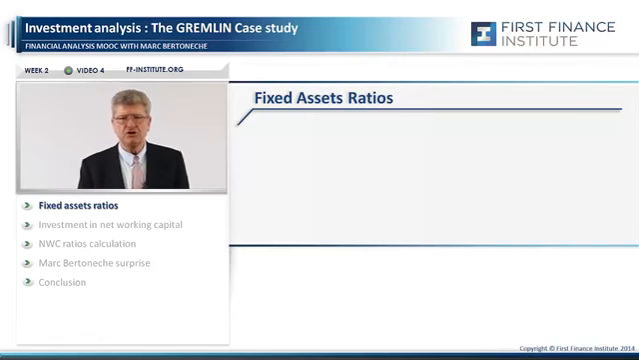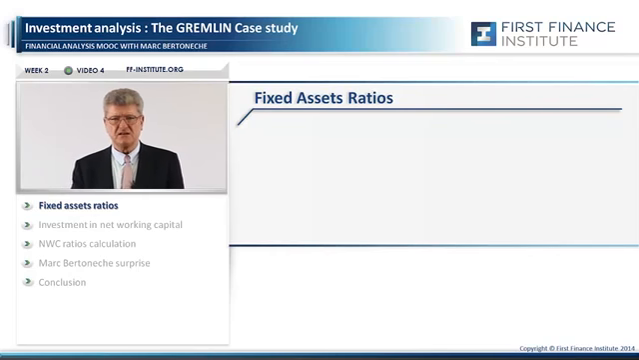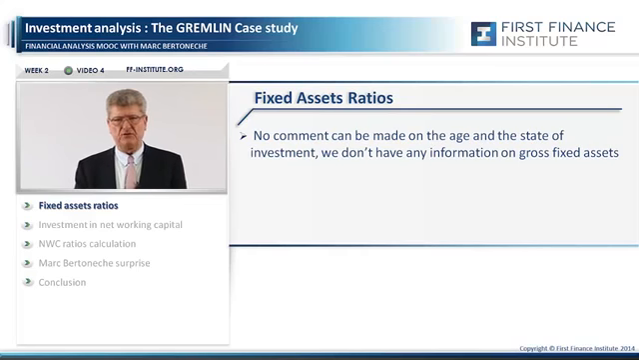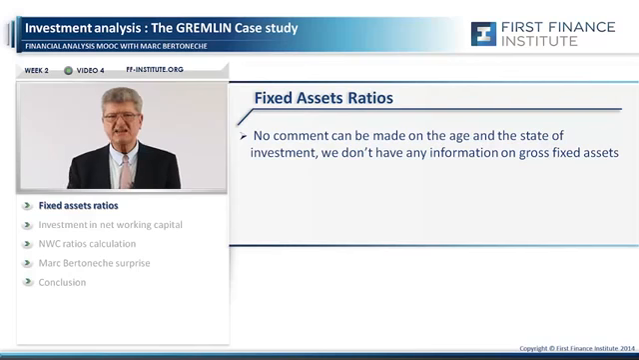Let's take a look at GREMLIN's profit and loss statement and balance sheet in 1996. First, to calculate some fixed asset ratios. We cannot unfortunately make any comment on the age and state of the fixed asset, as we do not have the gross fixed asset and are therefore unable to compute the ratio that we discussed in the previous video of gross fixed asset divided by net fixed asset.